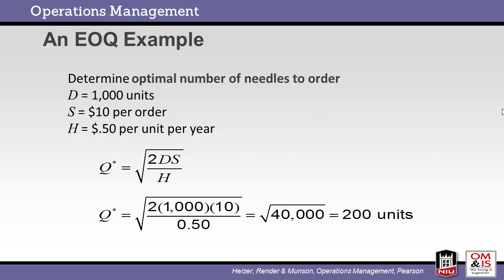For this example, we substitute the values into the equation and find an economic order quantity of 200 units. This will be the quantity ordered each time. Note that the demand and holding cost are annualized.